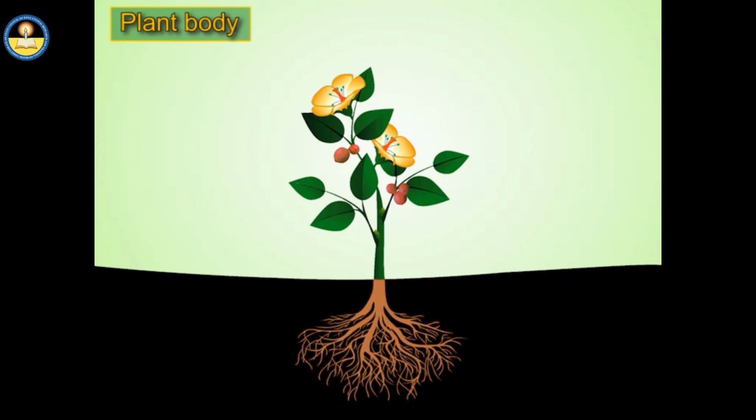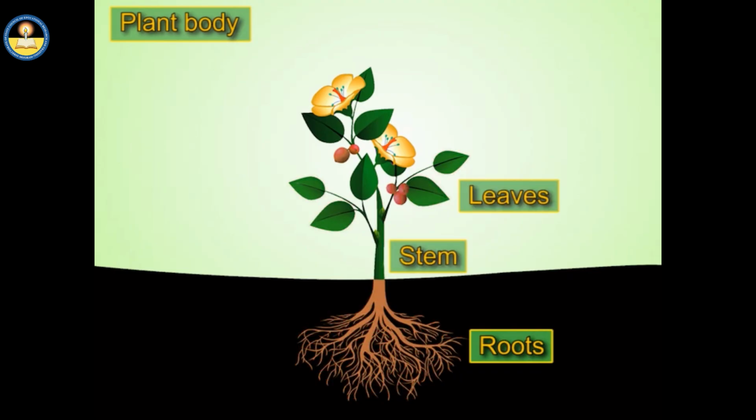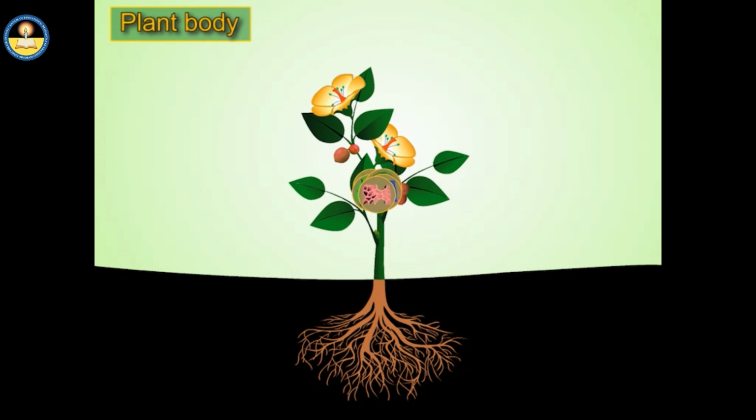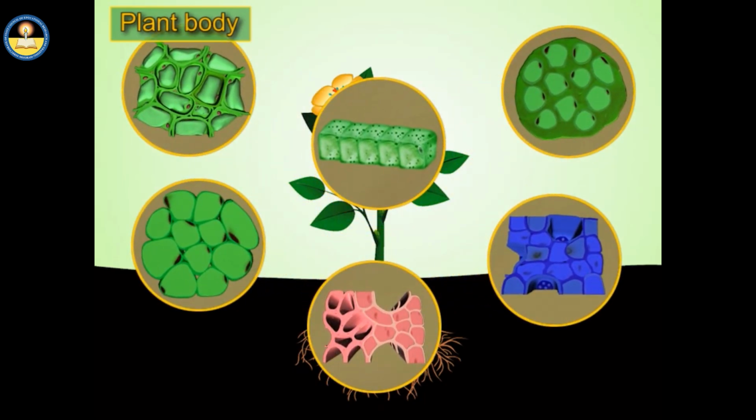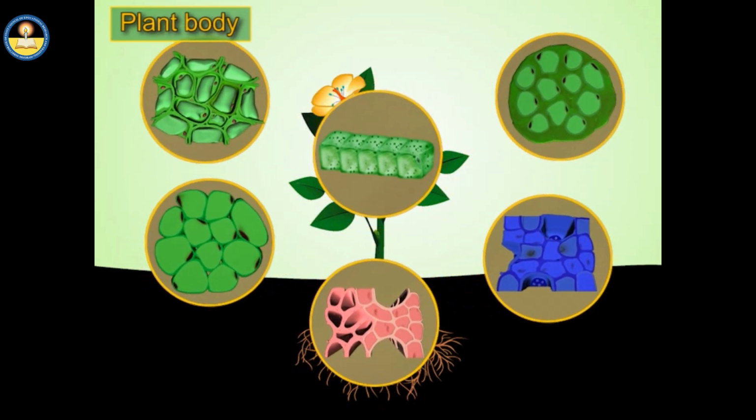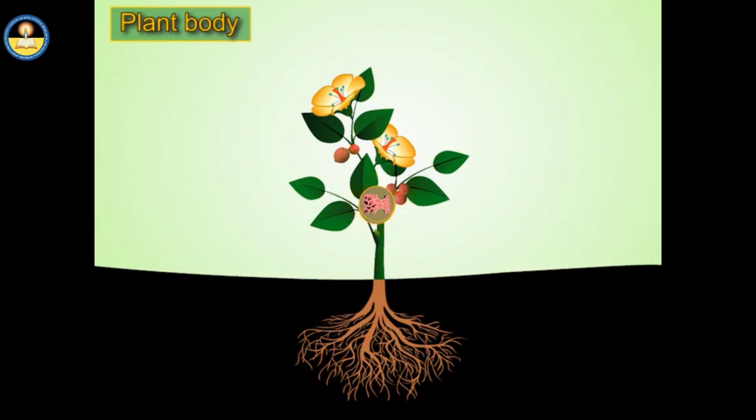The major parts of a plant body, that is root, stem and leaves, have an important role to play in survival and growth of the plant. Let us explore how all the tissues you studied so far participate in forming different parts of a plant.